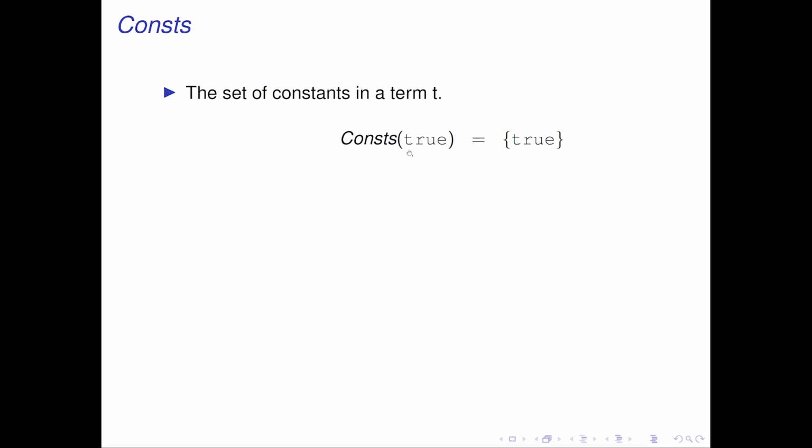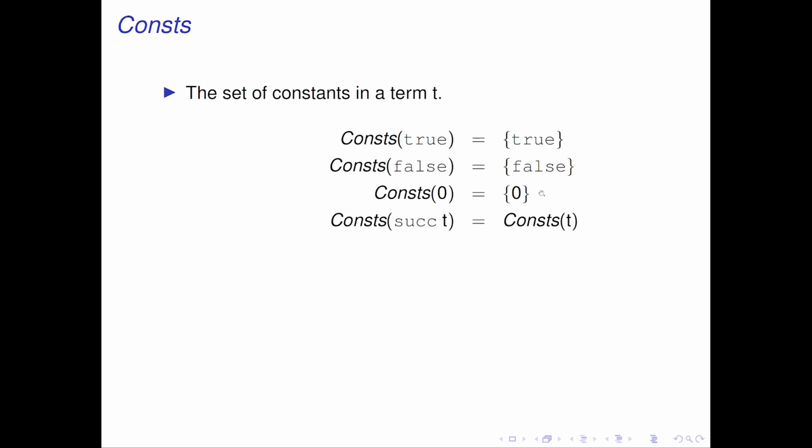So if we talk about constants in a term, true only has one constant called true. False only has one constant. Zero has only one constant. Now, if I want to find out what the constants are in if then else, or maybe successor of t, I don't know what t is, but I know that succ is not a constant, it is just a primitive function. So the constants present in successor t are going to be the same as the constants that are there in term t. You cannot get a constant from outside anywhere.